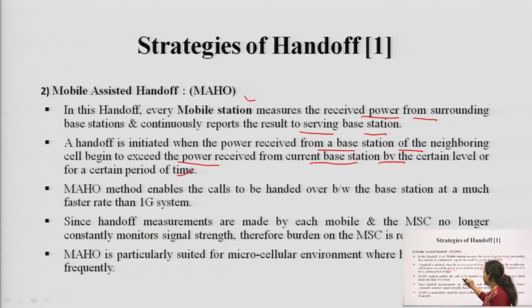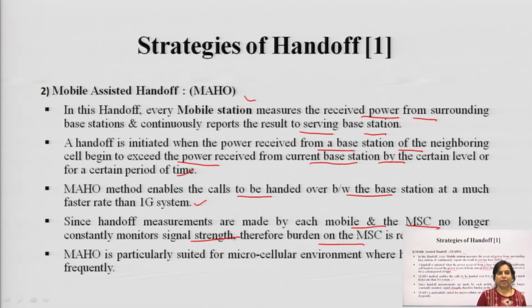This method enables calls to be handed over between base stations at a much faster rate than the first generation system. Since the handoff measurements are made by each mobile, the MSC no longer constantly monitors signal strength. Therefore, the burden on the MSC is reduced. So, that is related to mobile assisted only.